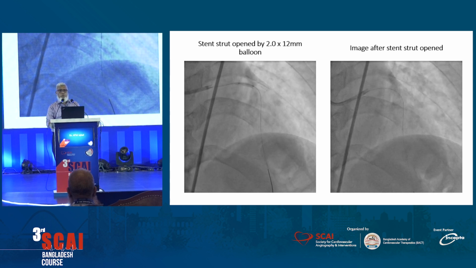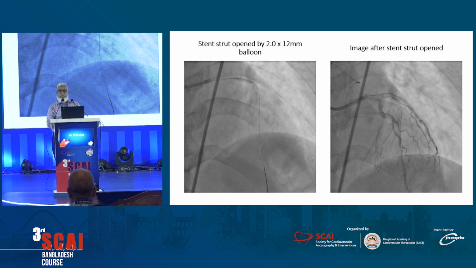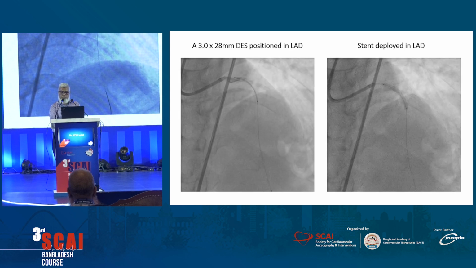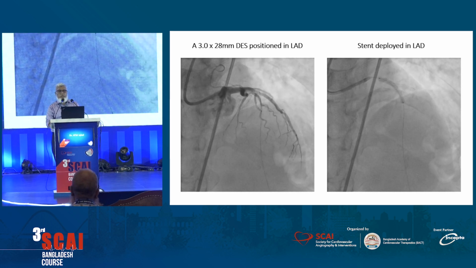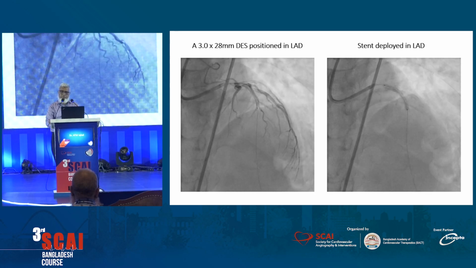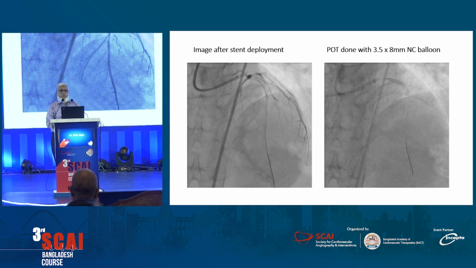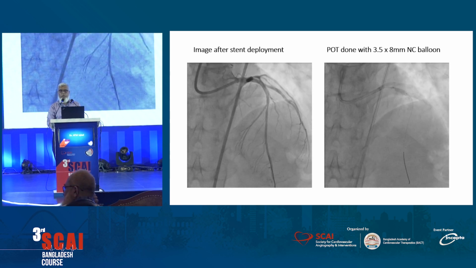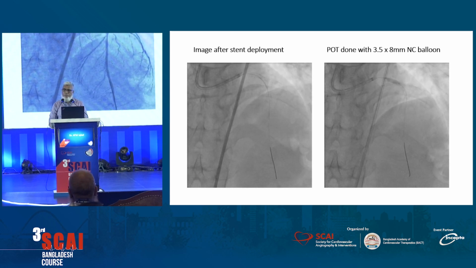Stent strut opened with a 2 into 12 millimeter balloon. Image after stent strut open. A 3 into 28 millimeter drug eluting stent positioned in the LAD. Stent deployed in LAD. Image after stent deployment. POT done with a 3.5 into 8 millimeter non-compliant balloon.